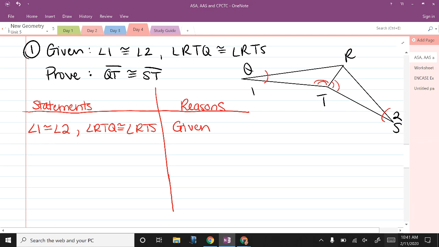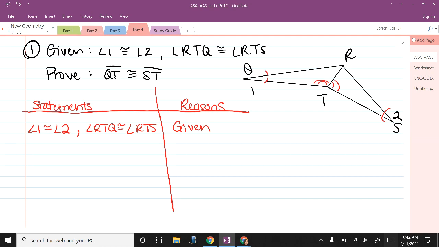Got my 2 tick marks in there if y'all can't see it. So I marked it. Now I'm trying to prove that segment QT, which is this segment right here, is congruent to segment ST, which is this segment down here. But before I can prove those segments are congruent, I first need to prove that the triangles are congruent. And after I have proven the triangles congruent, then I can say those pieces are congruent because of CPCTC. Corresponding parts of congruent triangles are congruent.